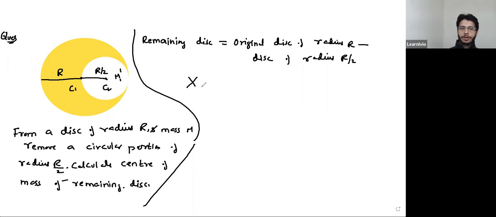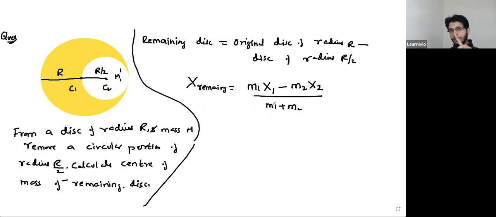So the x coordinate of the remaining disk is x coordinate of the original disk minus, or you can say, the x coordinate of remaining disk is m1 into x coordinate of the first disk minus m2 x coordinate of the second disk divided by m1 plus m2. So instead of adding, if you are removing something, then we subtract them.